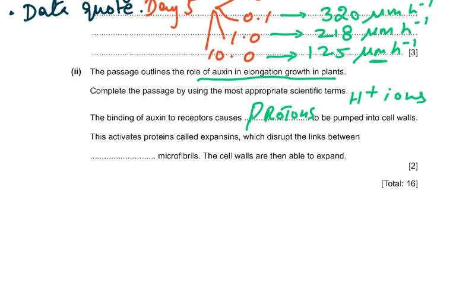This activates proteins called expansins, which disrupt the links between cellulose microfibrils. The cell walls are then able to expand. So there were 2 marks for this. One is for the protons and the other was for the cellulose microfibrils. That finishes a 16-mark question.